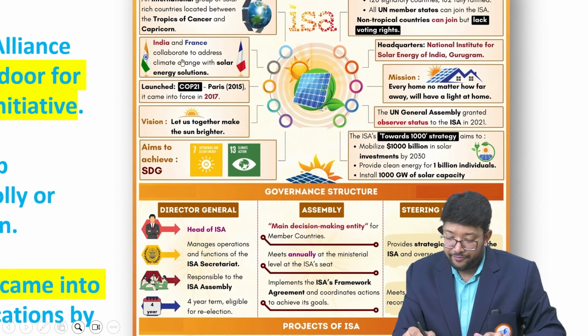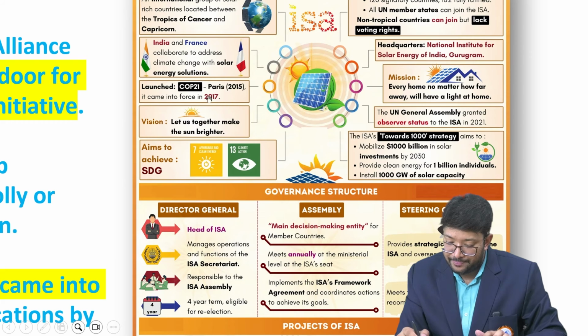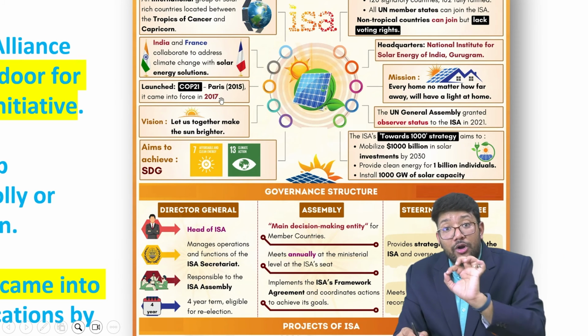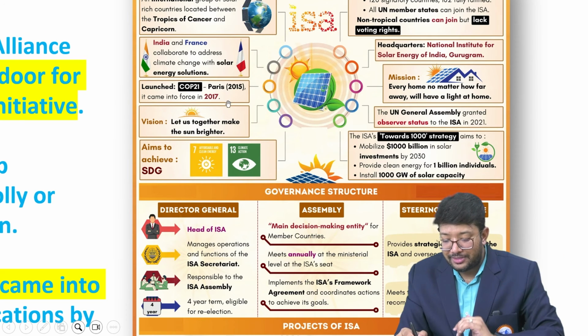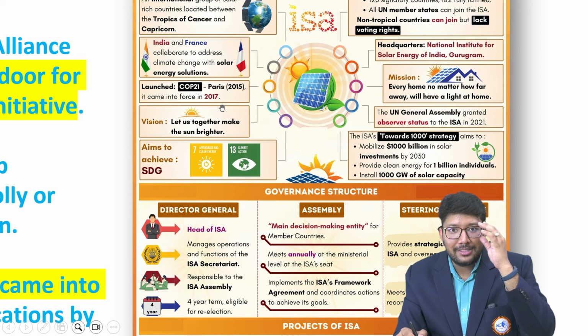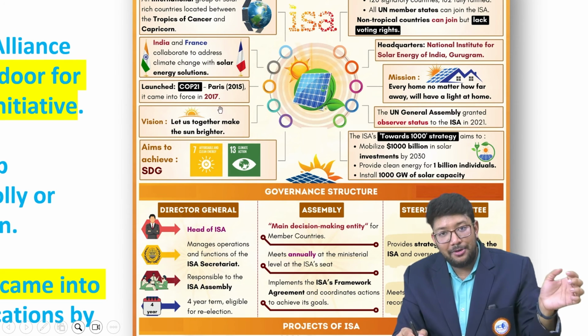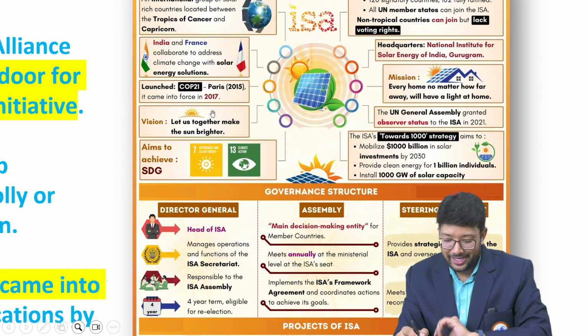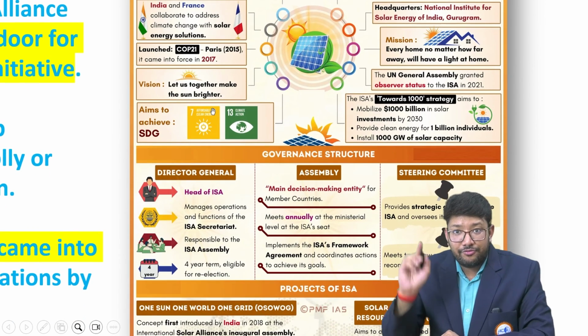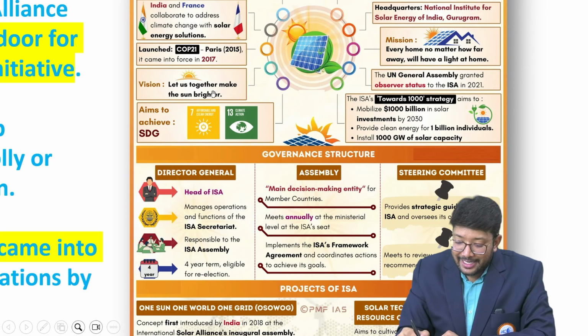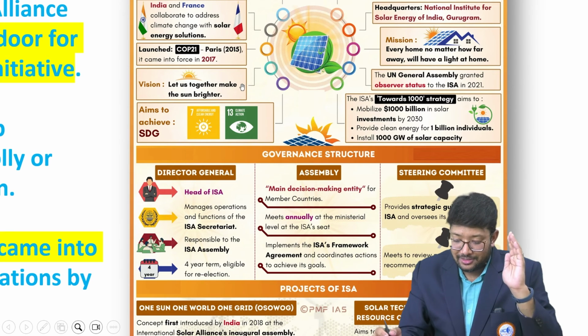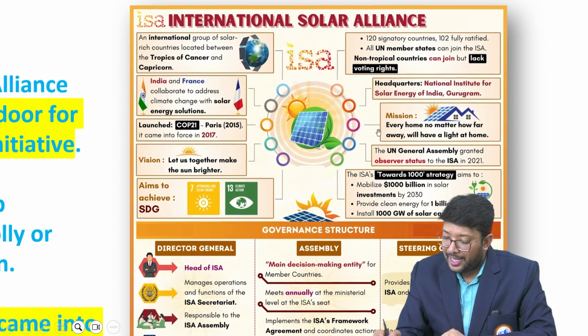France and India collaborate to address climate change with solar energy solutions. It was launched in Paris in 2015, signed in Morocco in 2016, and came into force in 2017. Remember that. What is the vision of ISA? Let us together make the sun brighter. That is the vision of the International Solar Alliance.